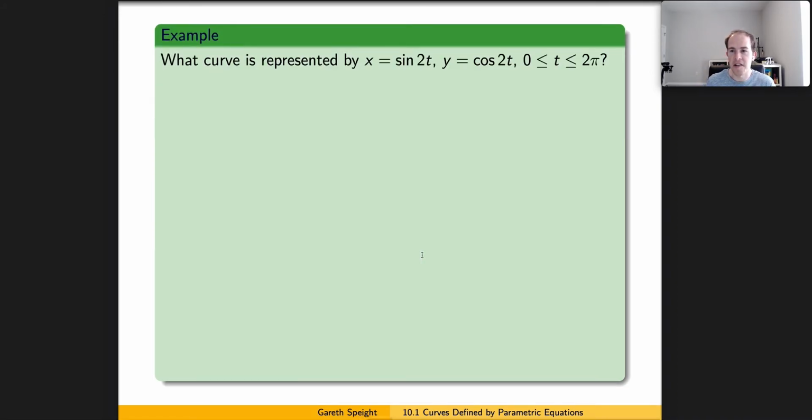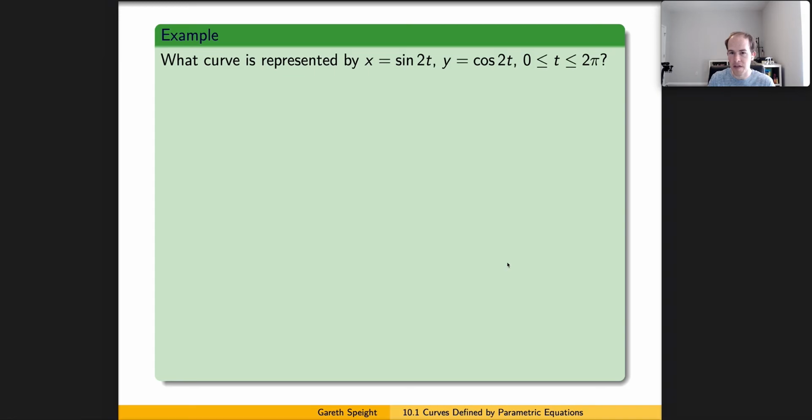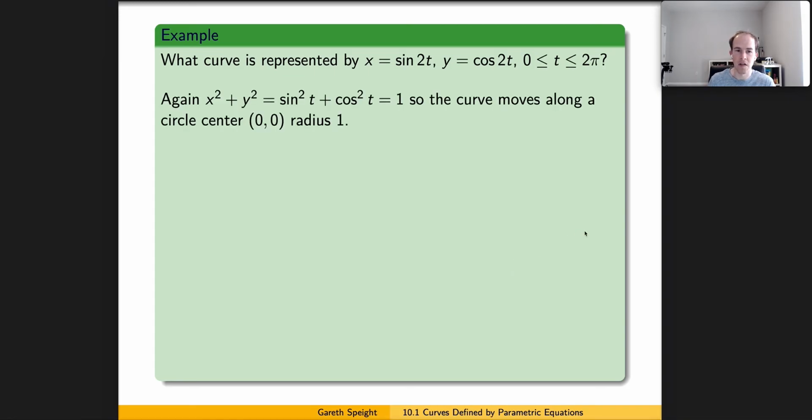Okay, let's see a very similar example, x equals sine 2t, y equals cosine 2t. So rather than starting with cosine t, sine t, we have sine 2t, cosine 2t. So what is going on here? Again, we can do the same thing because we know that sine squared plus cosine squared equals 1.